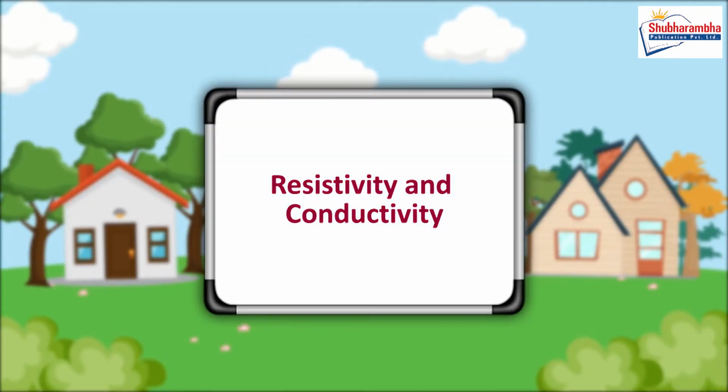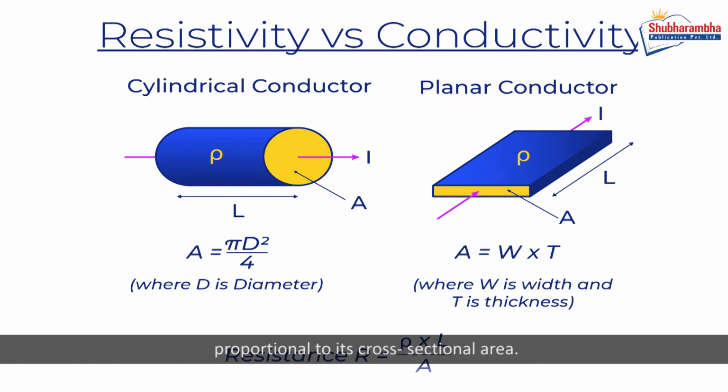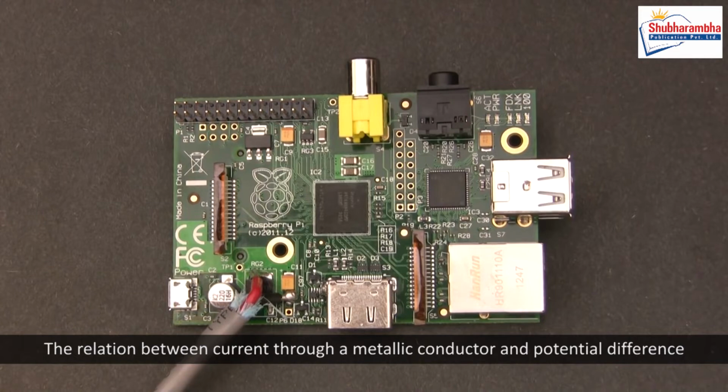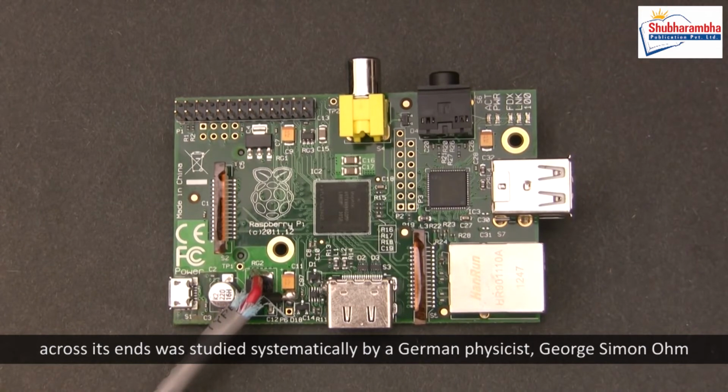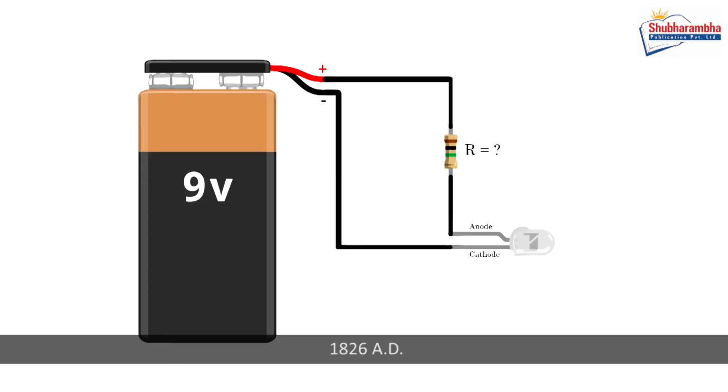Resistivity and conductivity. The resistance of a conductor is directly proportional to its length and inversely proportional to its cross-sectional area. The reciprocal of the resistivity, ρ, of a material is called its conductivity, σ. The SI unit of conductivity, σ, is ohm to the power minus 1 meter to the power minus 1. Ohm's law. The relation between current through a metallic conductor and potential difference across its ends was studied systematically by a German physicist, Georg Simon Ohm, in 1826 AD. This relation is now known as Ohm's law.